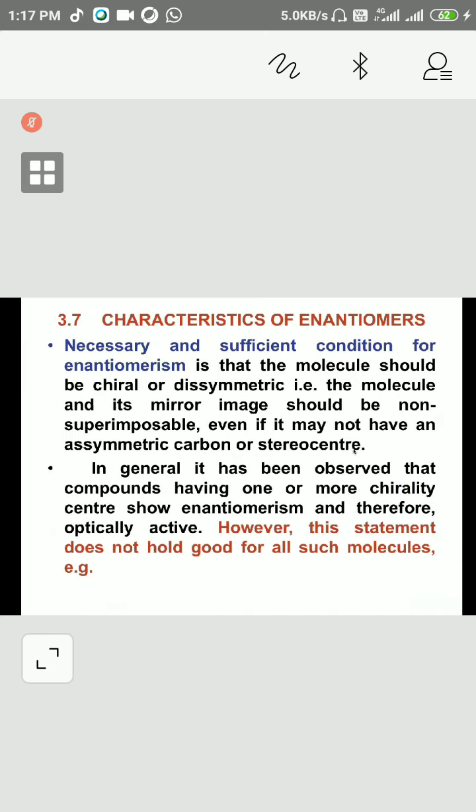These are centers of enantiomers. Now, what are enantiomers? We have already discussed. Okay, so now the characteristics of enantiomers. The molecule should be chiral or disymmetric.